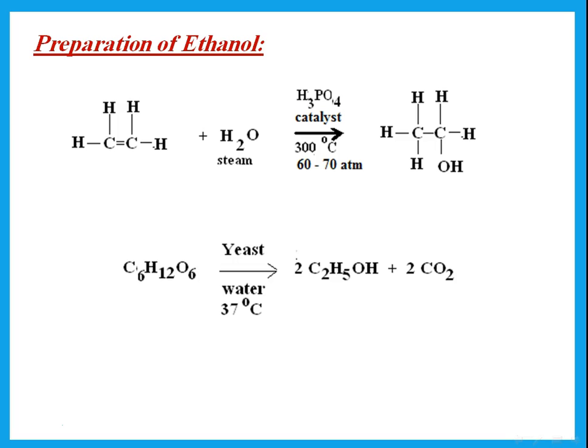The other method is used if I don't have petroleum. If I don't have petroleum, then I am probably not an industrial country. I'm probably an agricultural country. And in that case, I will grow sugarcane. From the sugarcane, I get glucose. So C6H12O6 is glucose. Now, I can put yeast and water at 35 degrees centigrade. This will change the glucose to ethanol and carbon dioxide. So this method is called fermentation.